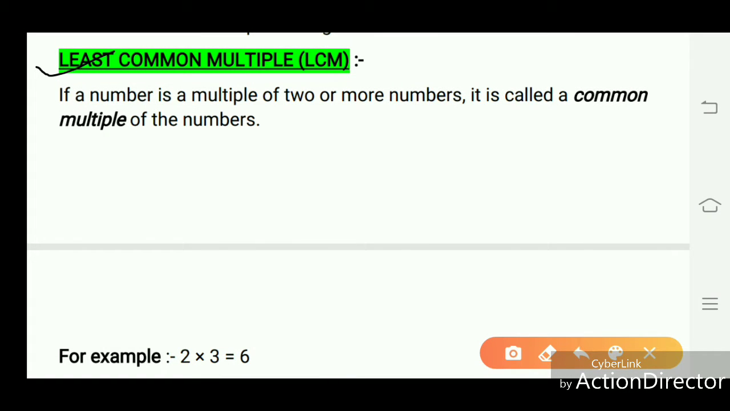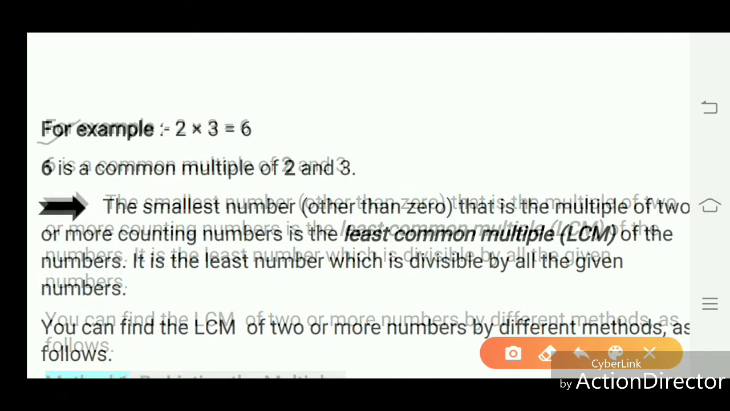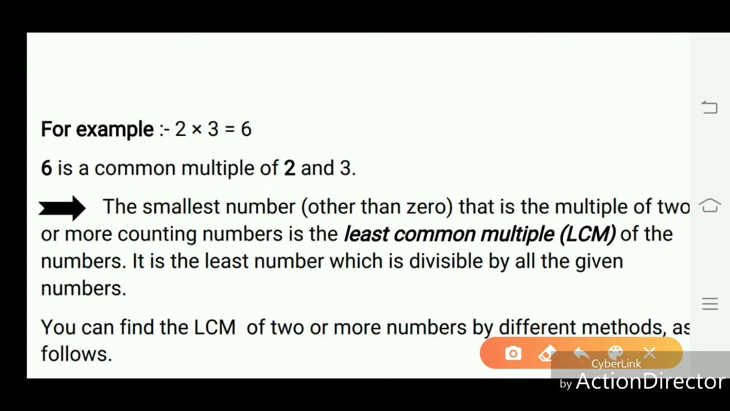Now, least common multiple, LCM. If a number is a multiple of 2 or more numbers, it is called a common multiple of the numbers. For example, 2 multiplied by 3 equals 6. 6 is a common multiple of 2 and 3, because if we multiply 2 into 3 we get the product 6, and if we multiply 3 into 2 we get the product 6.